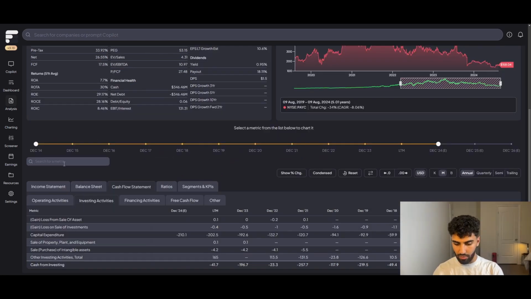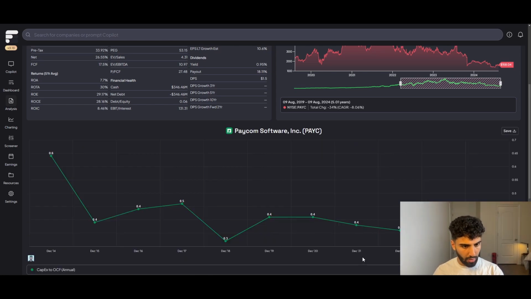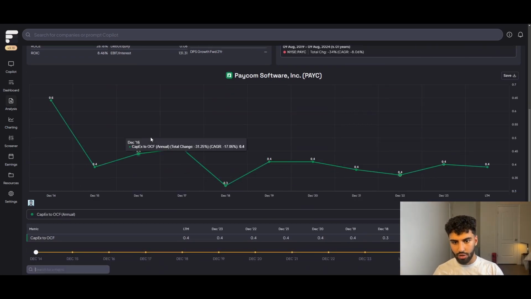And I could show that to you by simply searching up CapEx to operating cash flow. And we could take a look at this. You can see that it's elevated levels of CapEx, 40% of operating cash flow for a software business, right?